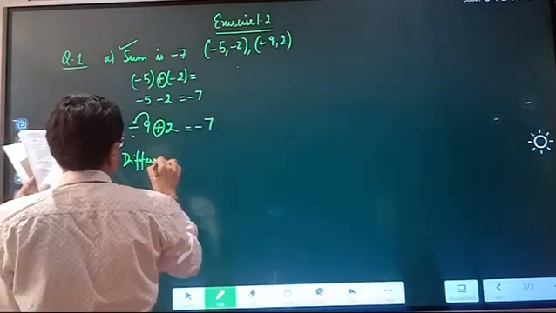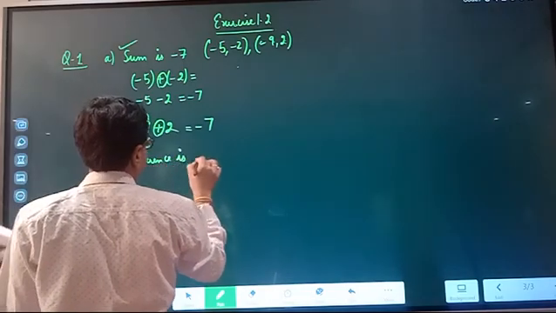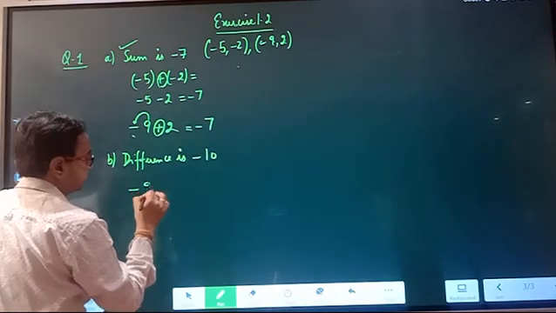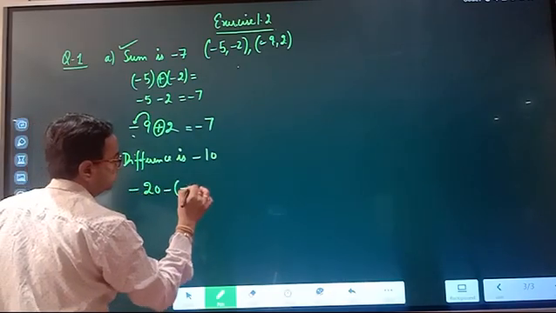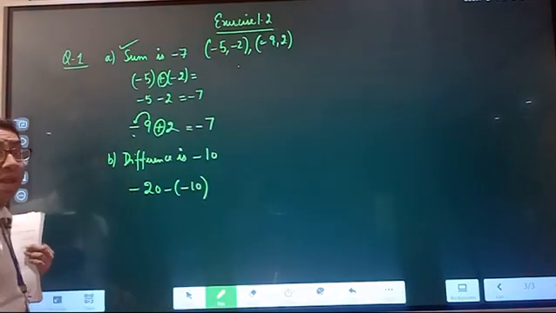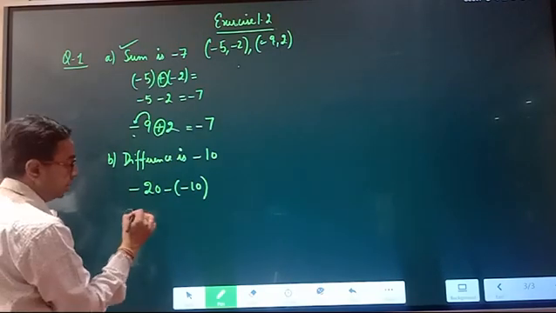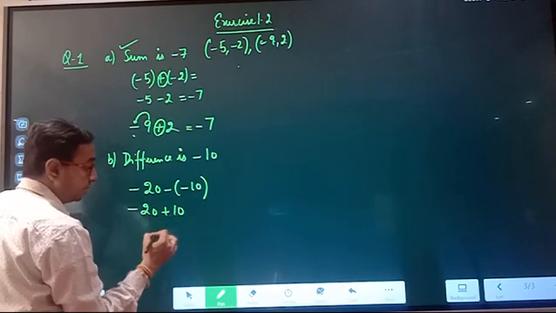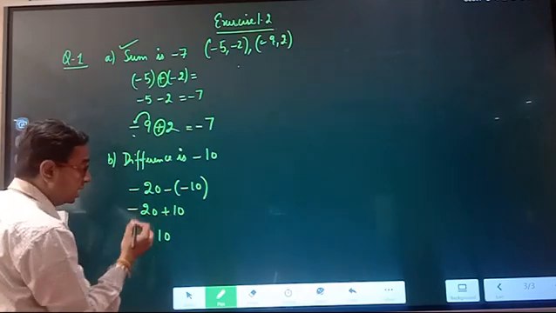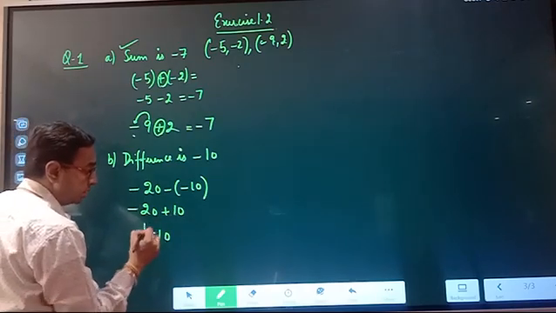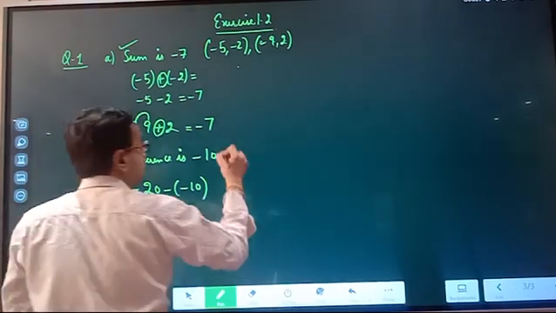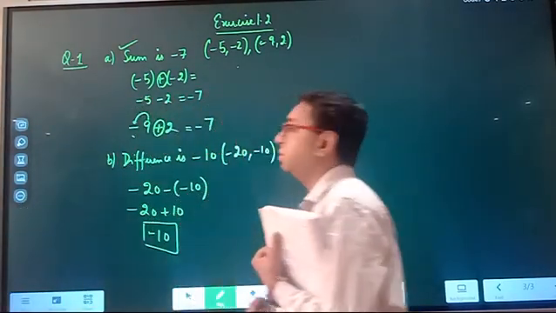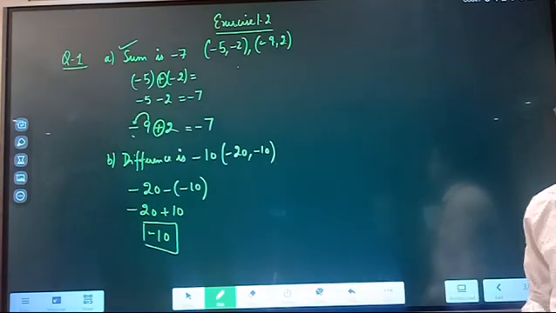Next, D part. Difference is minus 10. Very easy. Difference is minus 10. Can I write? Any doubt? Why am I talking about difference? Because the minus sign has to be there. Minus, minus, minus, plus, plus, minus, minus 20 minus 10 is 10. Since 20 is bigger, minus 10. So one of the pairs is minus 20, minus 10. Similarly, you can have another pair.